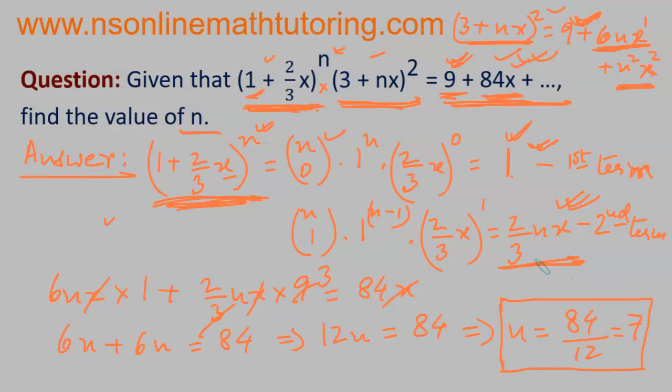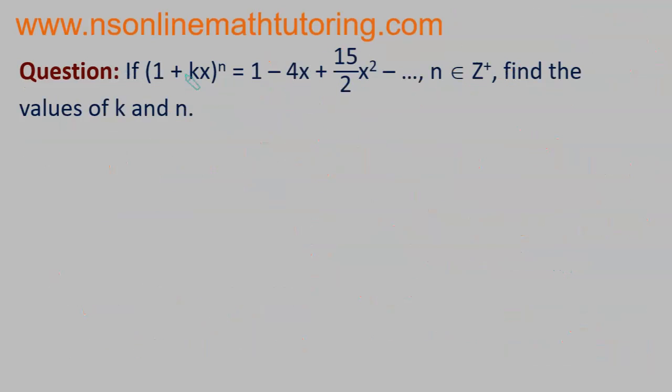So now we are done with the first question. Let us move on to the next question. If 1 plus kx raised to the power of n is equal to 1 minus 4x, again this is in the condensed form and this is in the expanded form, so 1 minus 4x plus 15 over 2 times x squared minus, the plus and the minus signs are alternating. N belongs to the set of positive integers. Find the values of k and n. So let's start with our answer. This time we have two variables. We have to find the values of two variables.